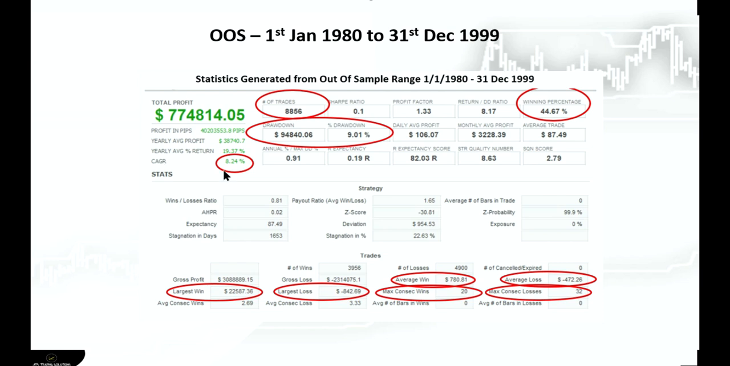We can also refer to the compound annual growth rate, or CAGR, to give us an idea of the compounded returns that were generated over this out-of-sample period. And also we can look at the maximum drawdown in percent terms and dollar terms, which is important to us to reduce our performance expectations.